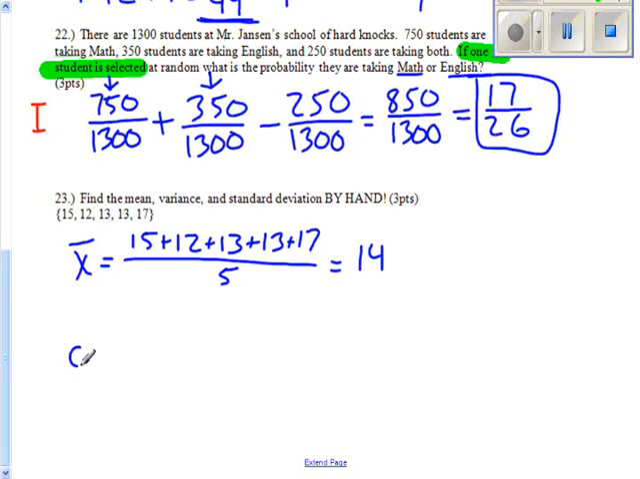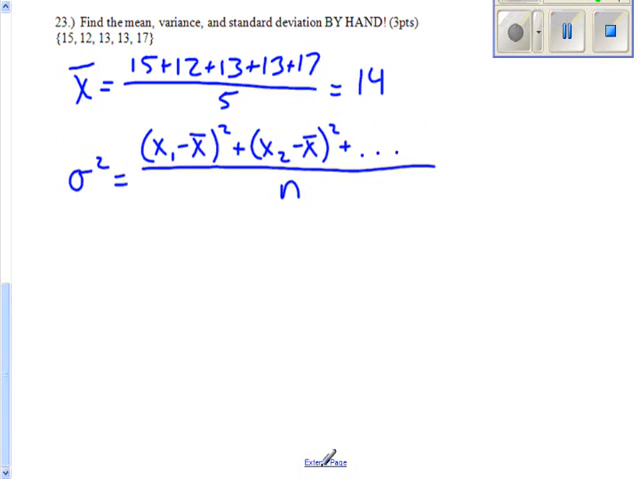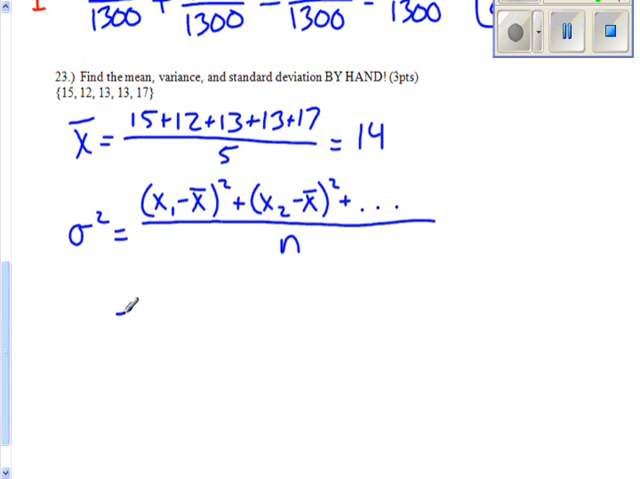Now we have to go to variance. Variance we show as sigma squared. And remember, that's the formula where we do x1 minus x bar squared plus x2 minus x bar squared plus. And we keep doing that until we've used all of our data values, and then we divide it by n. Okay? So for the variance, I'm going to start with my first value, which is the 15. I'm going to subtract the mean, which is 14, then I'm going to square it. Plus, I've got to do it with the next one. 12 minus the 14 squared.